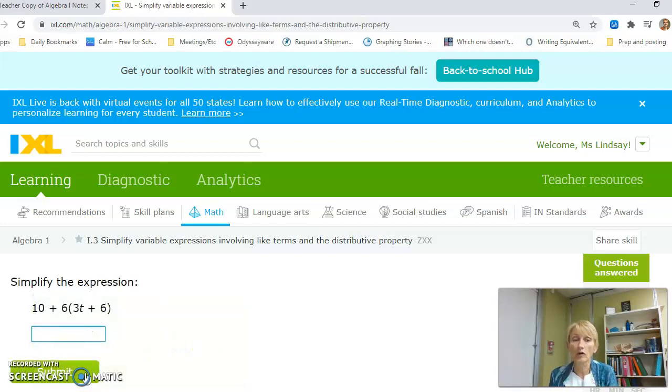All right, well, I hope that that is helpful. Remember, on a problem like showing now, do your distributive property first.